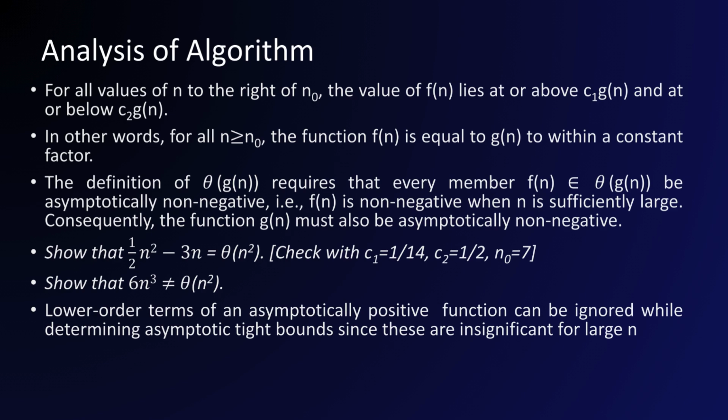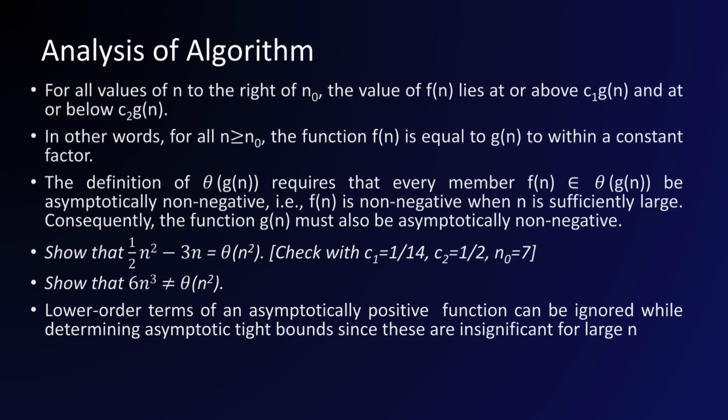Consider the first problem where we have to show half of n squared minus 3 times n is equal to theta of n squared. We can check that the condition for theta holds by putting c1 equal to 1/14, c2 equal to 1/2 and n0 equal to 7. However, we should be able to tell the expression is correct without solving, simply by looking at it.